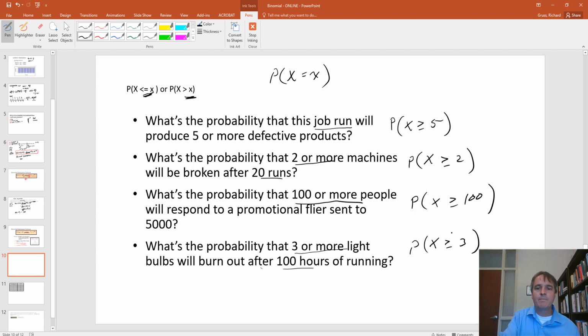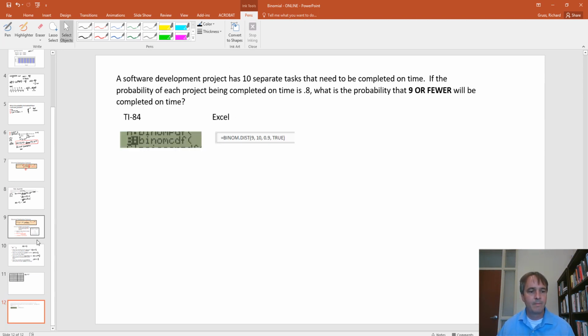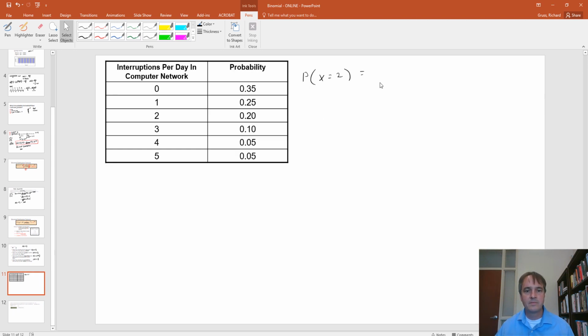Okay, so if we think about this initial example discrete probability distribution, we can get a sense of how we go about calculating these. So for example, we know the probability that, let's say, x is equal to 2 is going to be 0.2.